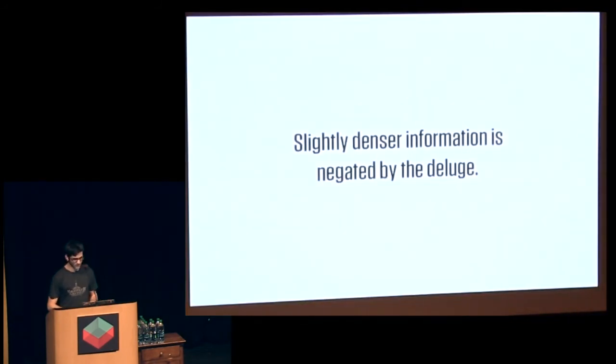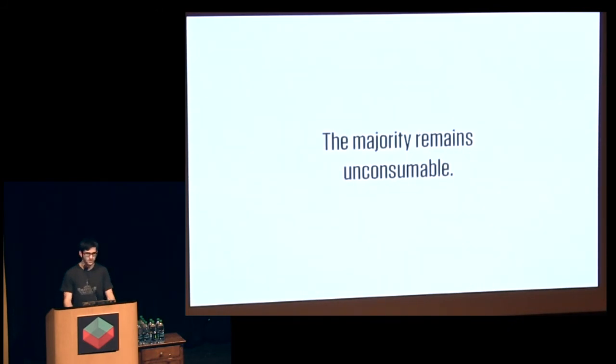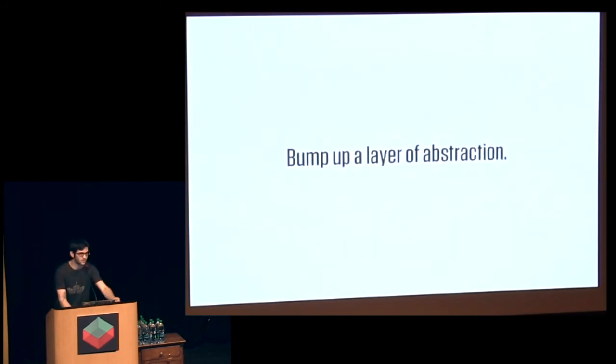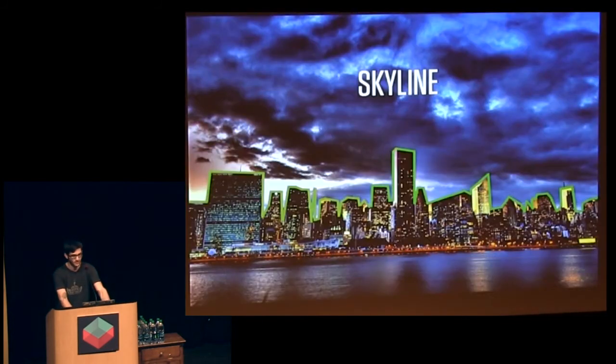So with dashboards, we have denser information than one graph, but it's negated by all the different charts and graphs that we have. So to consume this, we're going to bump up a layer of abstraction once again with a tool called Skyline. You're thinking, okay, how do you get more abstract than dashboards? Nothing I've said really seems that abstract. It's not like a data visualization where there are crazy things going on. But these are actionable abstractions.